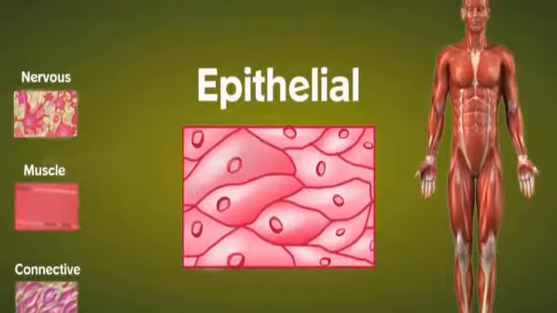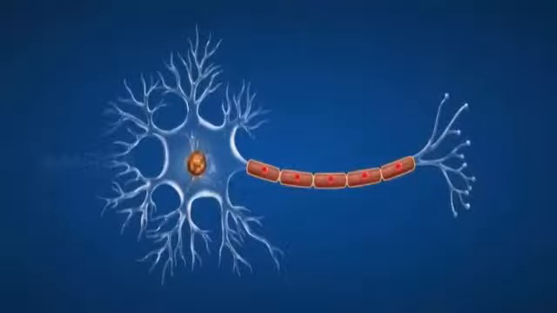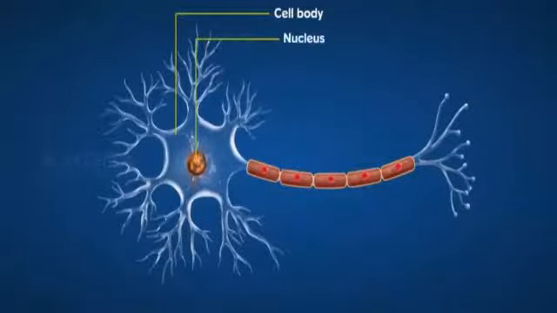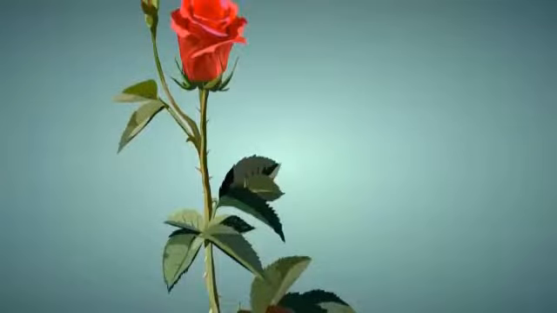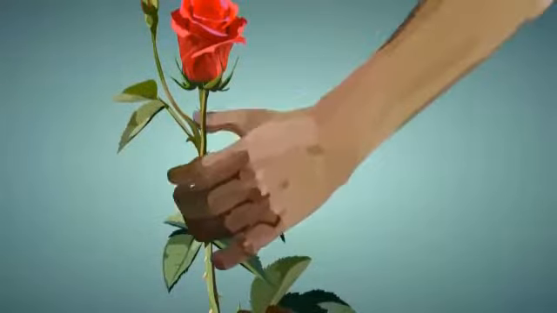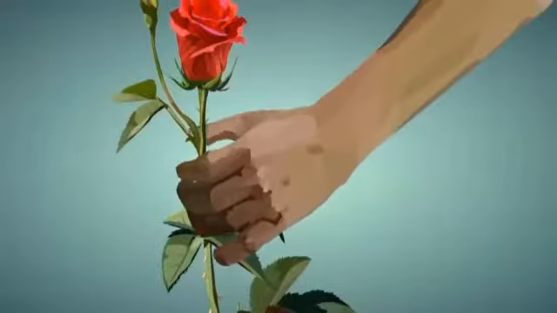The next tissue type is nervous tissue, which consists of a nerve cell or neuron that has a cell body containing the nucleus. The cell body extends and forms specialized cell parts called dendrites and axons. These are nerve cells that help you retract your hand when you touch a thorn. How does this happen? Nerve cells carry messages.